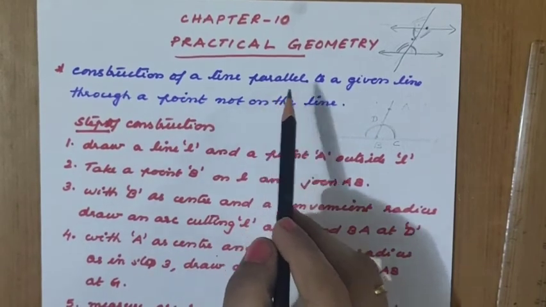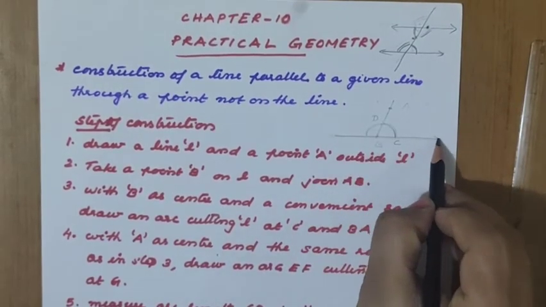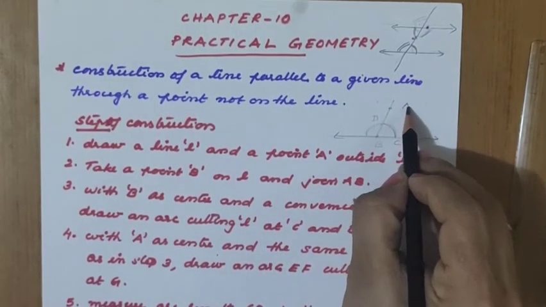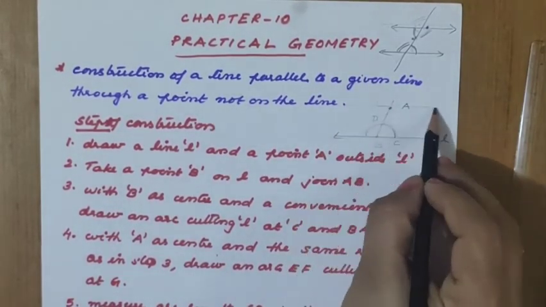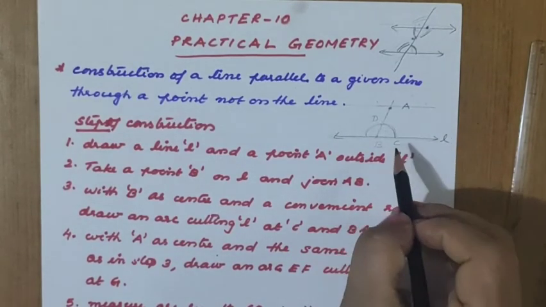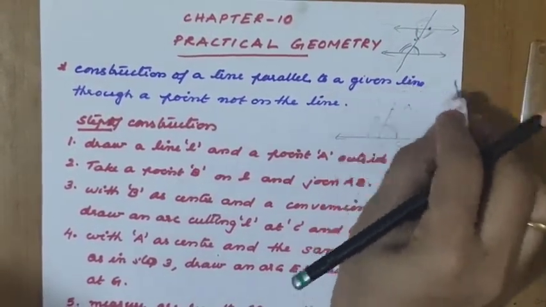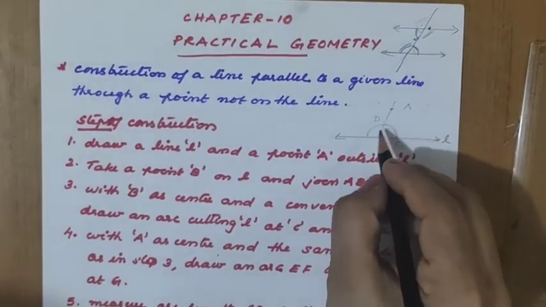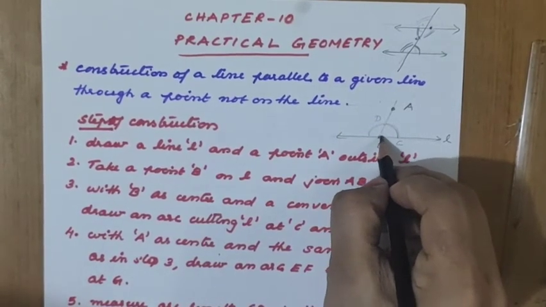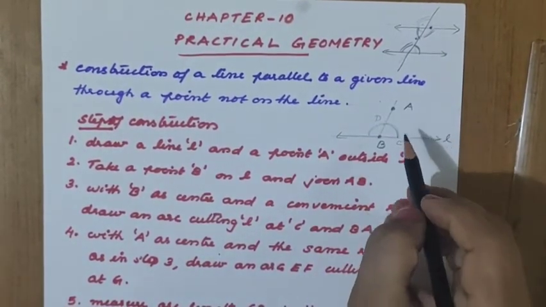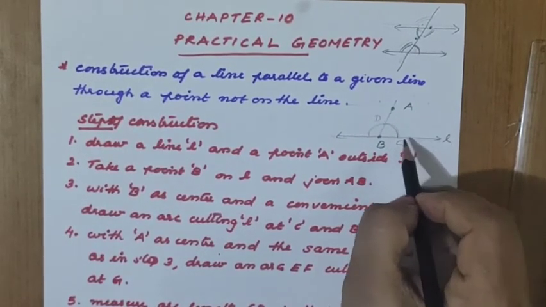Construction of a line parallel to a given line through a point not on the line. That means a line is given, and a point is taken which is not lying on L. So this is L only. Through A we have to draw a line parallel to this L. How to do that? This line is not there, we have to construct it. So our line L is given, a point A is taken outside L, and B is a point we have taken on L. So two points we have taken: A is outside the line L, B is on the line L. Now join AB.